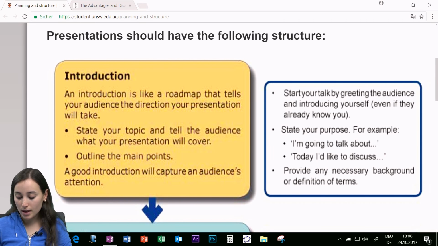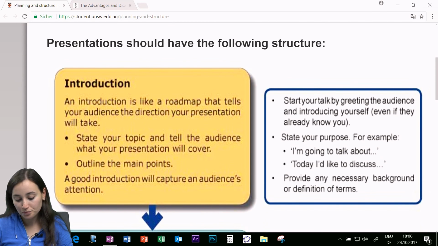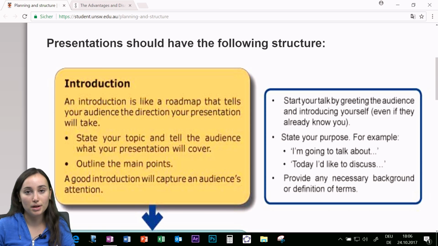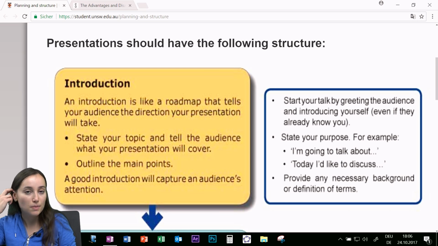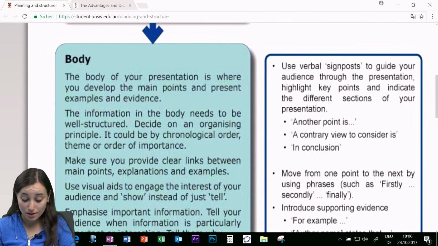And here on the right hand side you already see some introduction words. For example, I'm going to talk about, today I'd like to discuss, and you could also maybe tell them why you're interested in this topic, but you could also keep that for the conclusion.